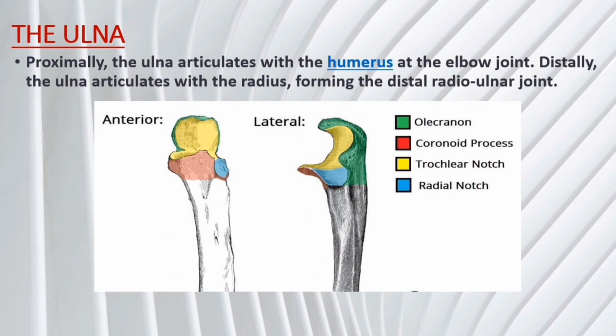Coronoid process: this ridge of bone projects outwards anteriorly, forming part of the trochlear notch. Trochlear notch: formed by the olecranon and coronoid process. It is wrench-shaped, and articulates with the trochlea of the humerus.